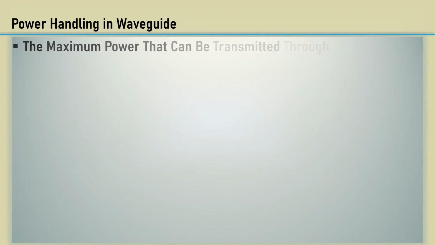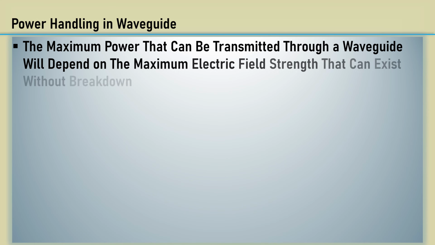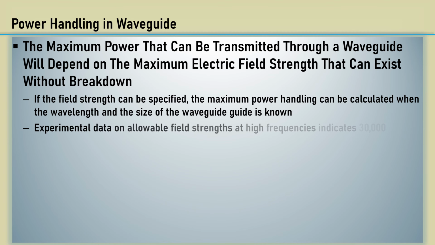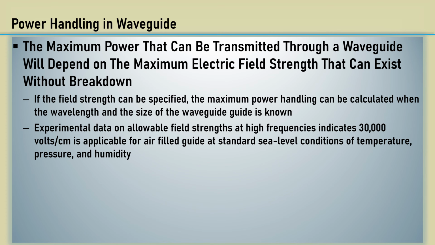The maximum power that can be transmitted through a waveguide will depend on the maximum electric field strength that can exist without breakdown. If the field strength can be specified, the maximum power handling can be calculated when the wavelength and the size of the waveguide is known. Experimental data on allowable field strengths at high frequencies indicates 30,000 volts per centimeter is applicable for air-filled guide at standard sea level conditions of temperature, pressure, and humidity.